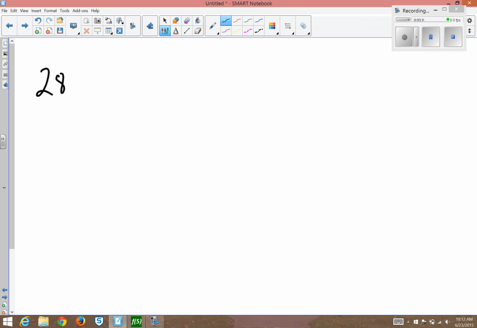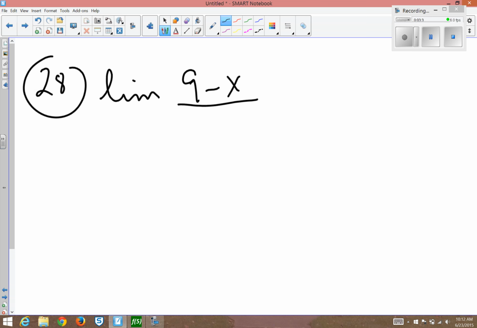Exercise 28. The limit of 9 minus x over the square root of x minus 3. x is approaching 9. So once again, replacing x with 9, we get 0 in the denominator. Dividing by 0 is impossible.